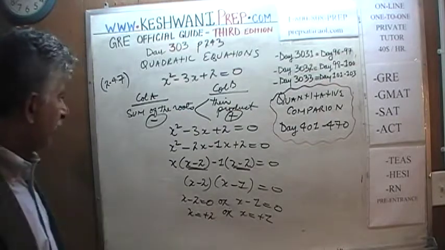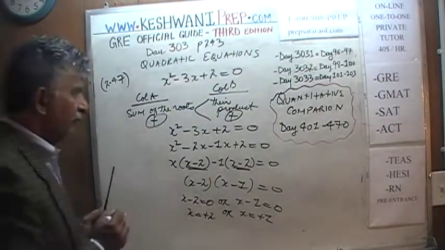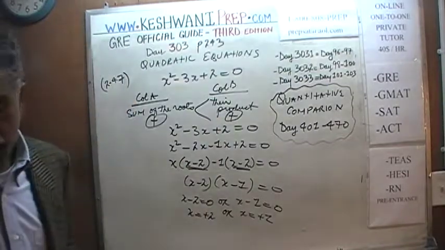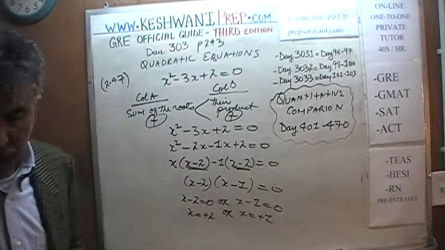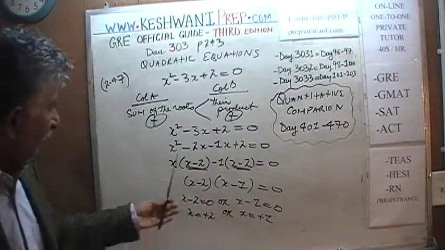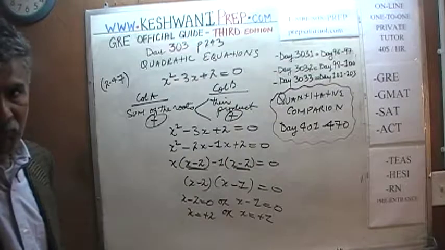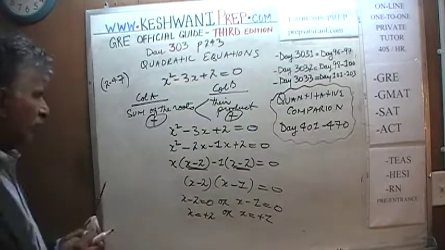Positive 2 and positive 1, which means their sum is going to be positive, and their product is going to be positive. We cannot figure out which one it is. We have to do one more step, because both their sum is positive, because it's positive 2 and positive 1, and their product is positive. We can't stop here. We're going to have to do a little work, which is not a big deal.